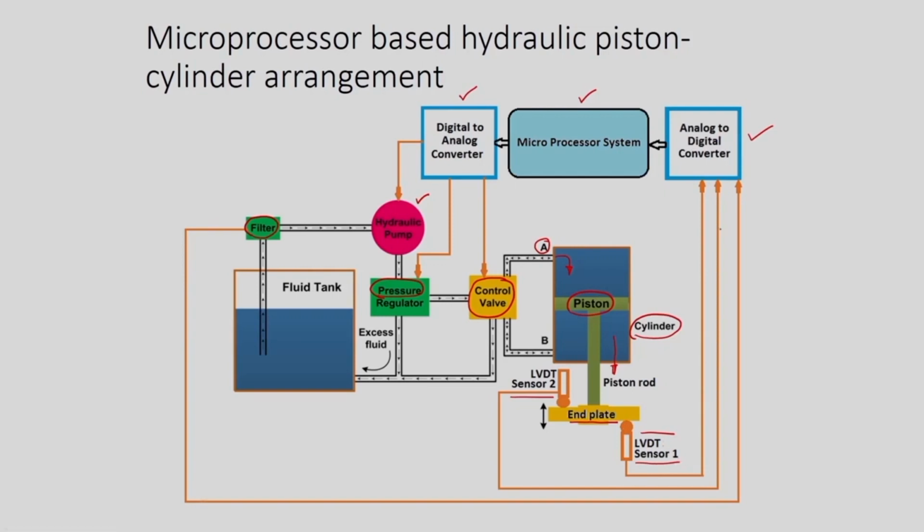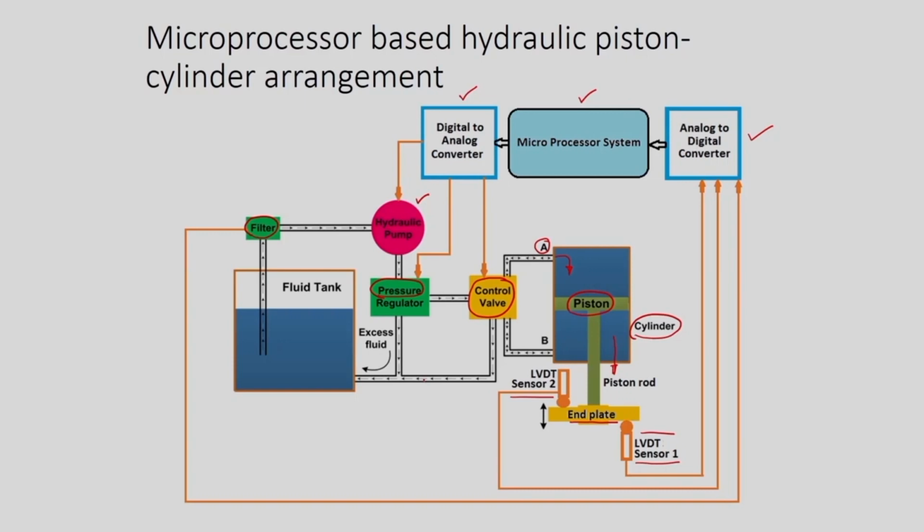The sensor input will be used by the microprocessor, and if the displacement is as per the desire, it is fine. If it is not as per the set value, then it will ask the hydraulic pump to pump more fluid at port A till it achieves its designated value, set value.